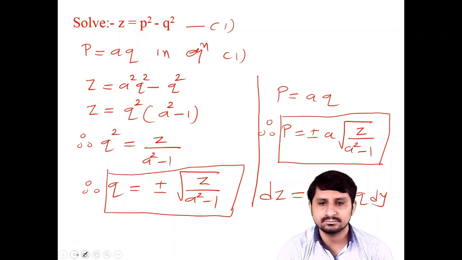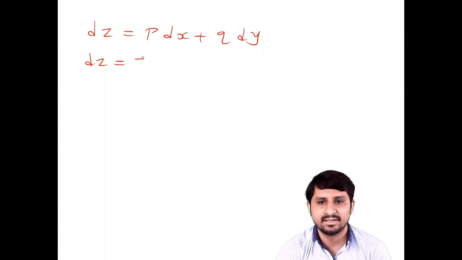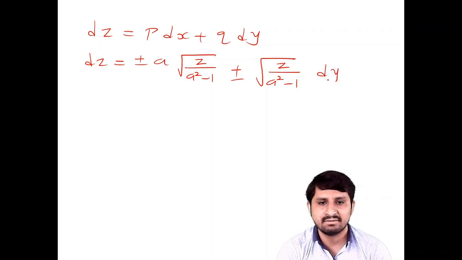So dz is equal to, as I told you, p dx plus q dy. So dz is equal to, what is the value of p? Plus or minus a square root of z upon a square minus 1. What is the value of q? Plus or minus square root of z upon a square minus 1 dy, and here we have dx.